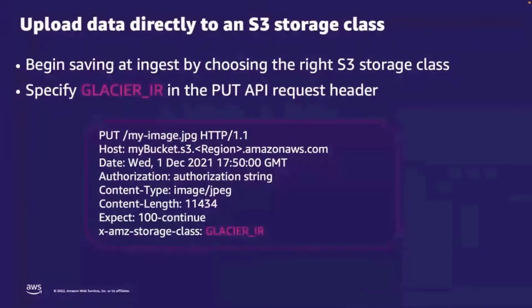There are a few very simple ways to upload data to one of the storage classes that is cost optimized for infrequent or rare access of storage. In this example, I show you how to upload an object directly to S3 Glacier Instant Retrieval. Here, you can specify glacier_IR in the PUT API request header to write objects directly to the storage class. Customers should upload directly to S3 Glacier Instant Retrieval if they know that their data is rarely accessed right at ingest.